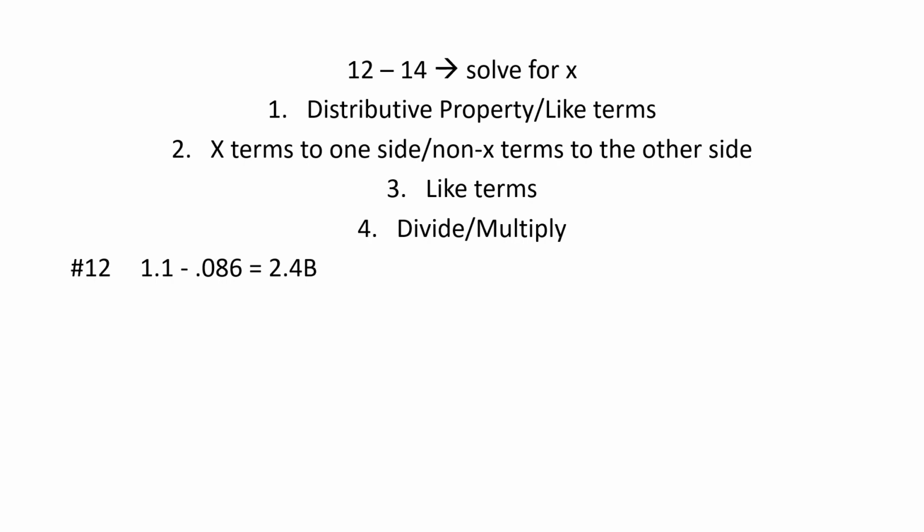The first thing I'm going to do is look at my steps here. There's no distributive property, so I'm going to add any like terms. And we have to remember that whole numbers or terms with no letters or no variables are the same type of thing. So I can add or subtract here: 1.1 minus that, and that gives me 1.014 equals 2.4b. Now, all of my x terms are already on one side, my non-x terms on the other side, so I can skip that. There's no more like terms, I can skip that, and I can go to number 4.